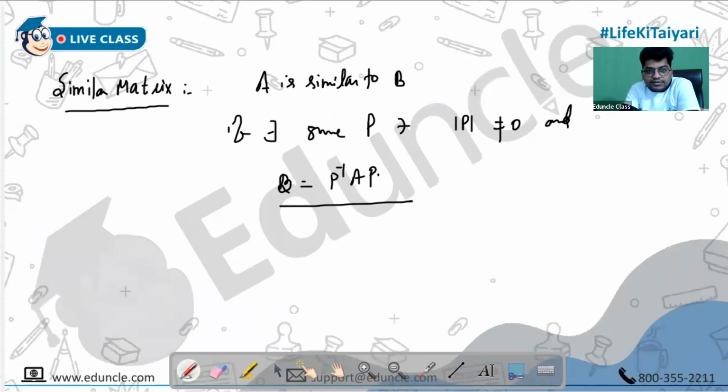And in similar matrix concept, you can just think, sir, if arithmetic multiplicity is equal to geometric multiplicity, wait, let me tell you in a moment, wait, B is equal to P inverse AP.